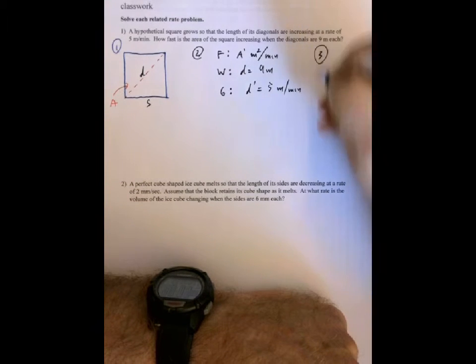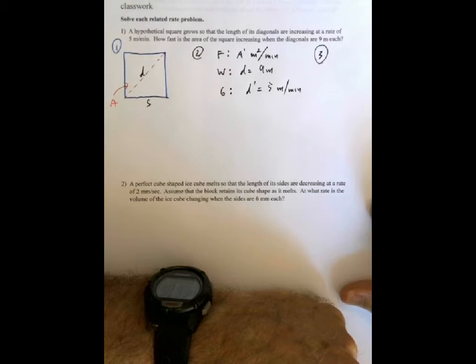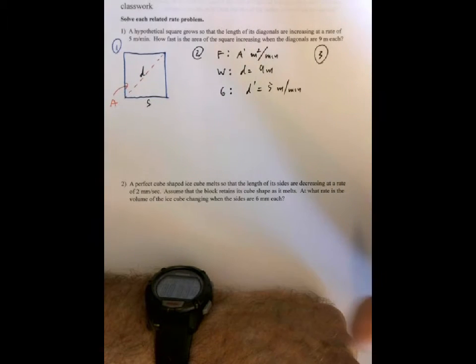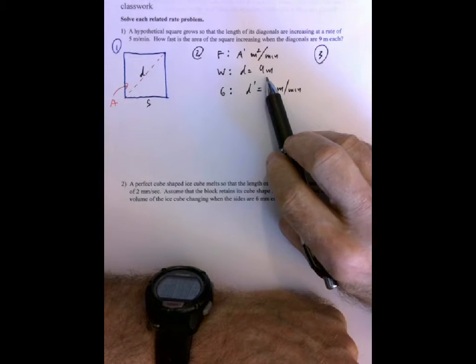Now, step 3, we need to have some formulas that relate these. Well, we need to have a formula that relates the diagonal and the area.